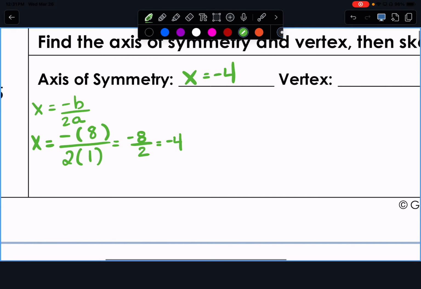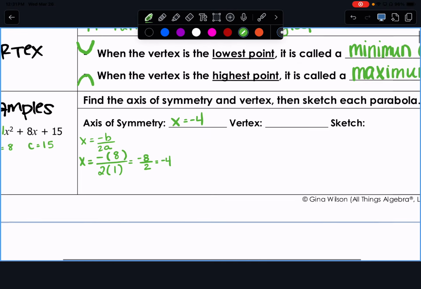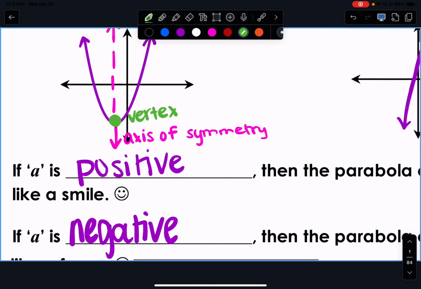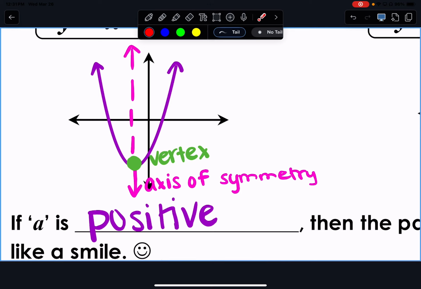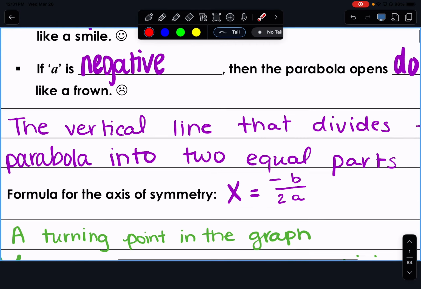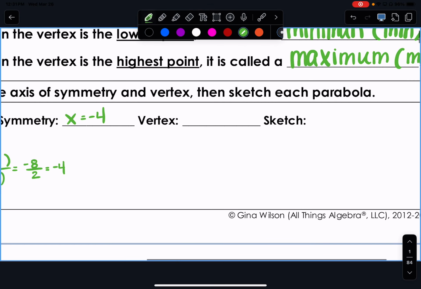Okay. Now, for our vertex, if we look at this graph right here, the vertex is on the axis of symmetry. Do y'all see that? Okay, so in order for us to find our vertex, we have to use that the x value is going to be whatever our axis of symmetry is. So if I have the x and I need to find the y, what do I do to do that? Plug it in.